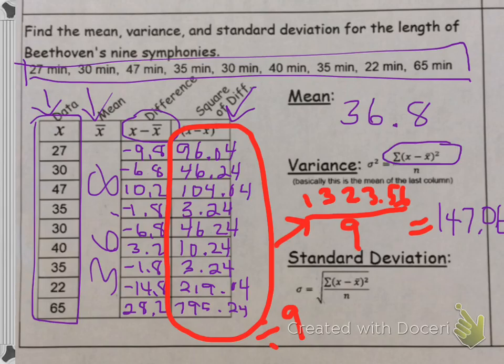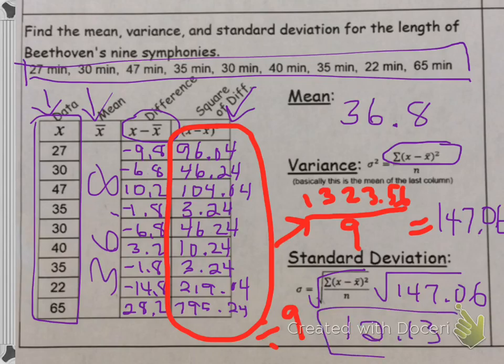147.06. And then again, the only difference between the variance and the standard deviation is the square root of that number. So I'm going to do the square root of 147.06. And when I do the square root of 147.06, I get 12.13 for my standard deviation.